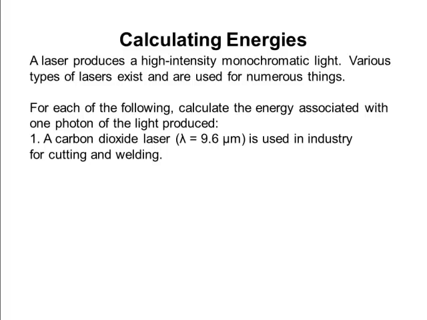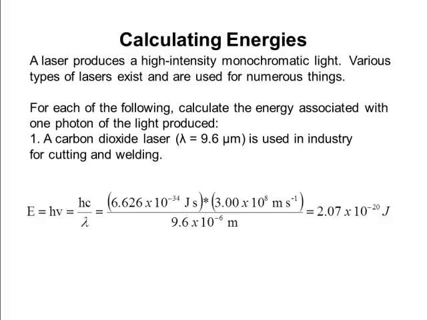So since I'm given the wavelength of the color of the laser, I'm going to use my E equals hc over lambda calculation to calculate energy. So h is 6.626 times 10 to the negative 34th joule seconds. c, the speed of light, is 3.00 times 10 to the 8th meters per second. And then my wavelength has to be in meters for all my units to cancel out properly. I'm given it in micrometers, so I need to get it in meters, so it's 9.6 times 10 to the negative 6 meters. All right.